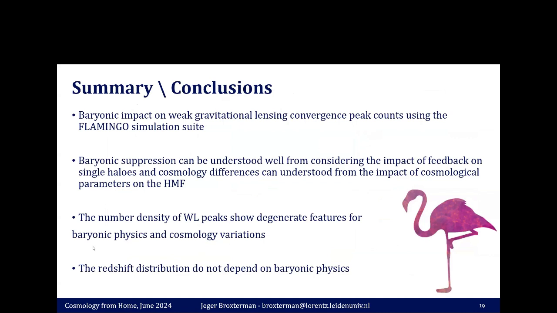Okay, to summarize, I've told you about the baryonic impact and the impact of cosmology on weak gravitational lensing convergence peaks in the FLAMINGO simulations. I've shown that the baryonic suppression can be understood well from considering the impact of feedback on single halos, and the cosmology differences can be understood from the impact of cosmological parameters on the halo mass function. I've shown that the variations induced by cosmology are bigger than baryonic variations. However, there are degenerate signatures between the two different effects in the number density of weak lensing peaks. However, the redshift distributions do not depend on baryonic physics, and therefore this highlights that there are great possibilities in jointly constraining cosmology while also calibrating your baryonic model.